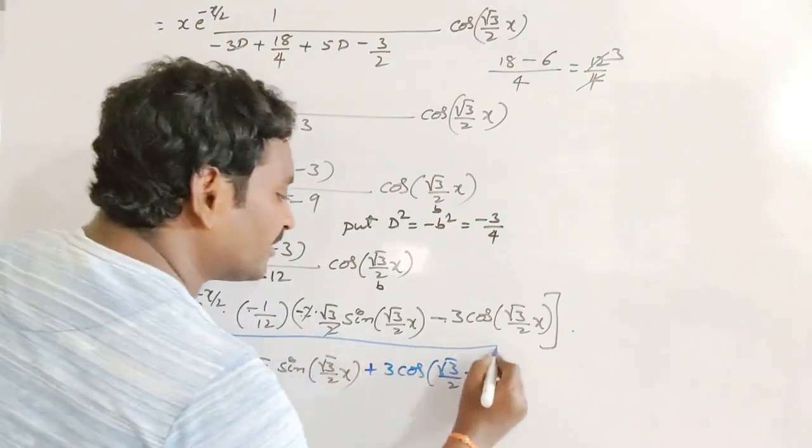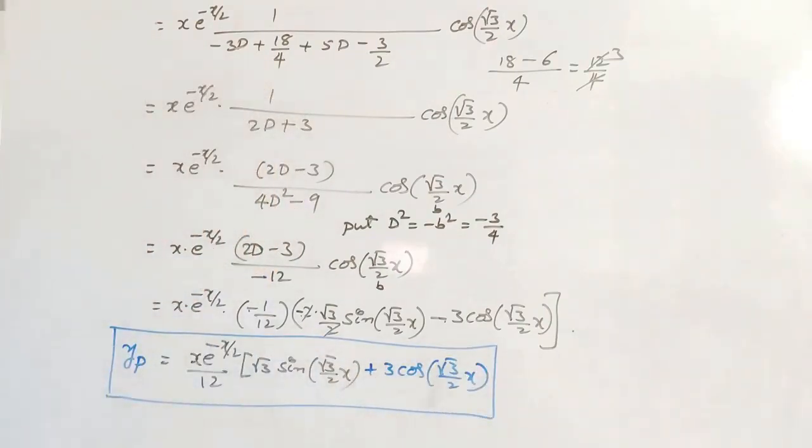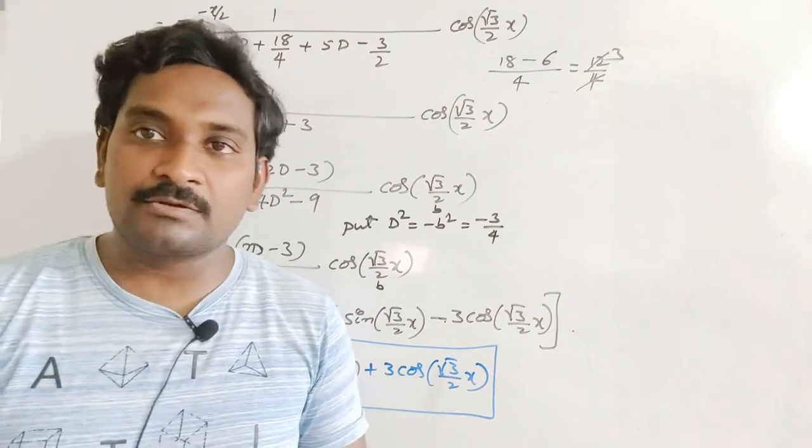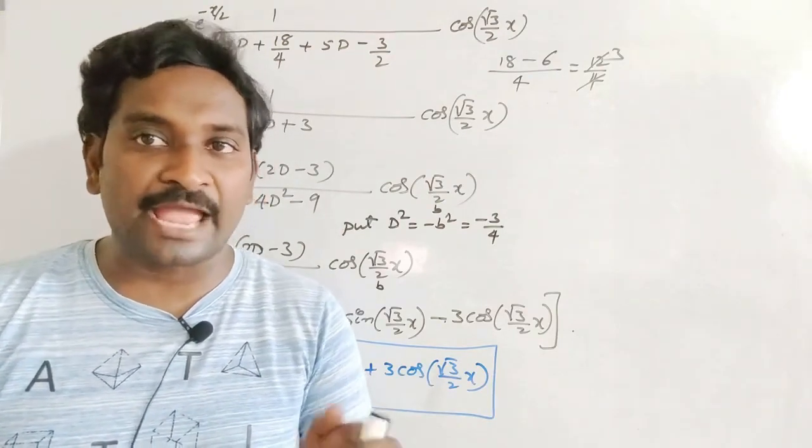After getting yp, finally you have to write the general solution. What is the general solution? y is equal to yc plus yp. You have to add both parts.